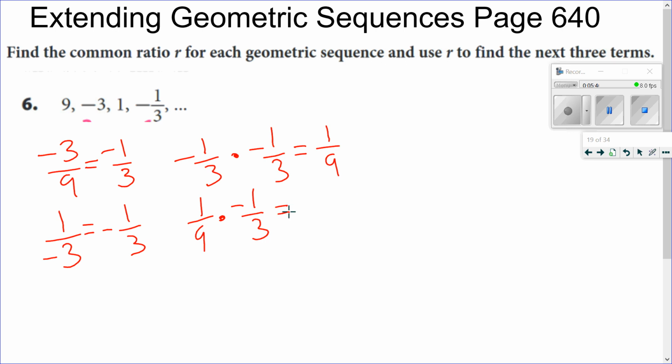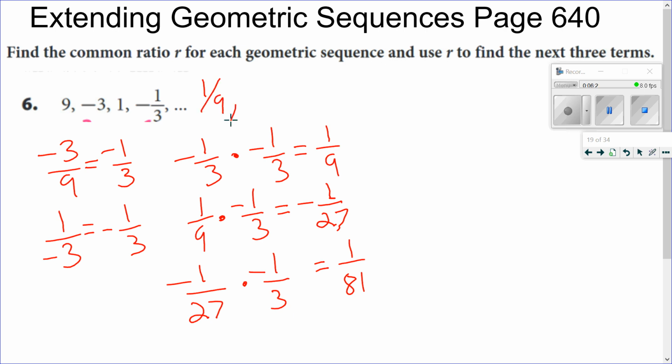All right? And when I do that, I get -1/27. And finally, I'm going to take my -1/27, multiplied by -1/3, and I get a positive 1/81. Okay, so these are my three terms: 1/9, -1/27, and positive 1/81.